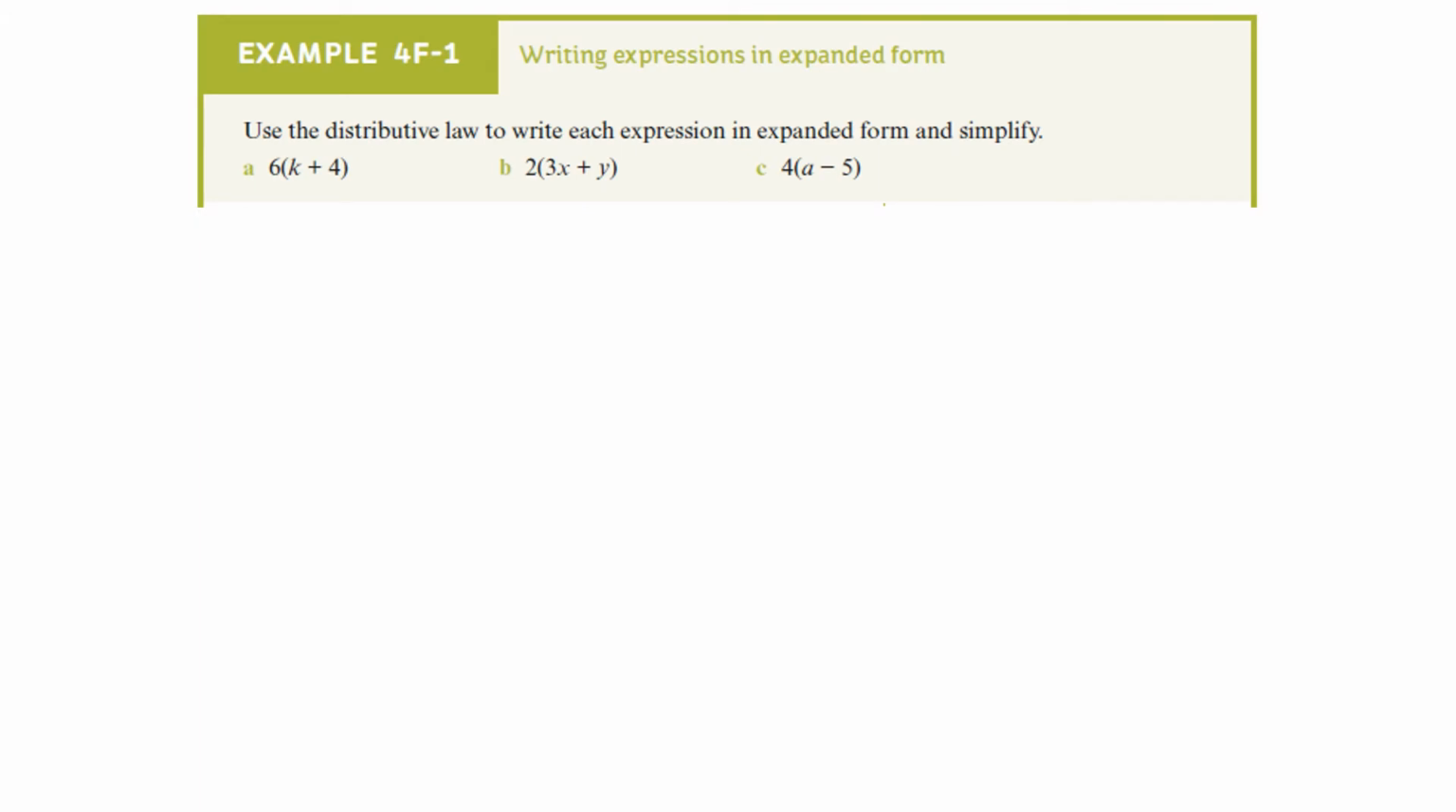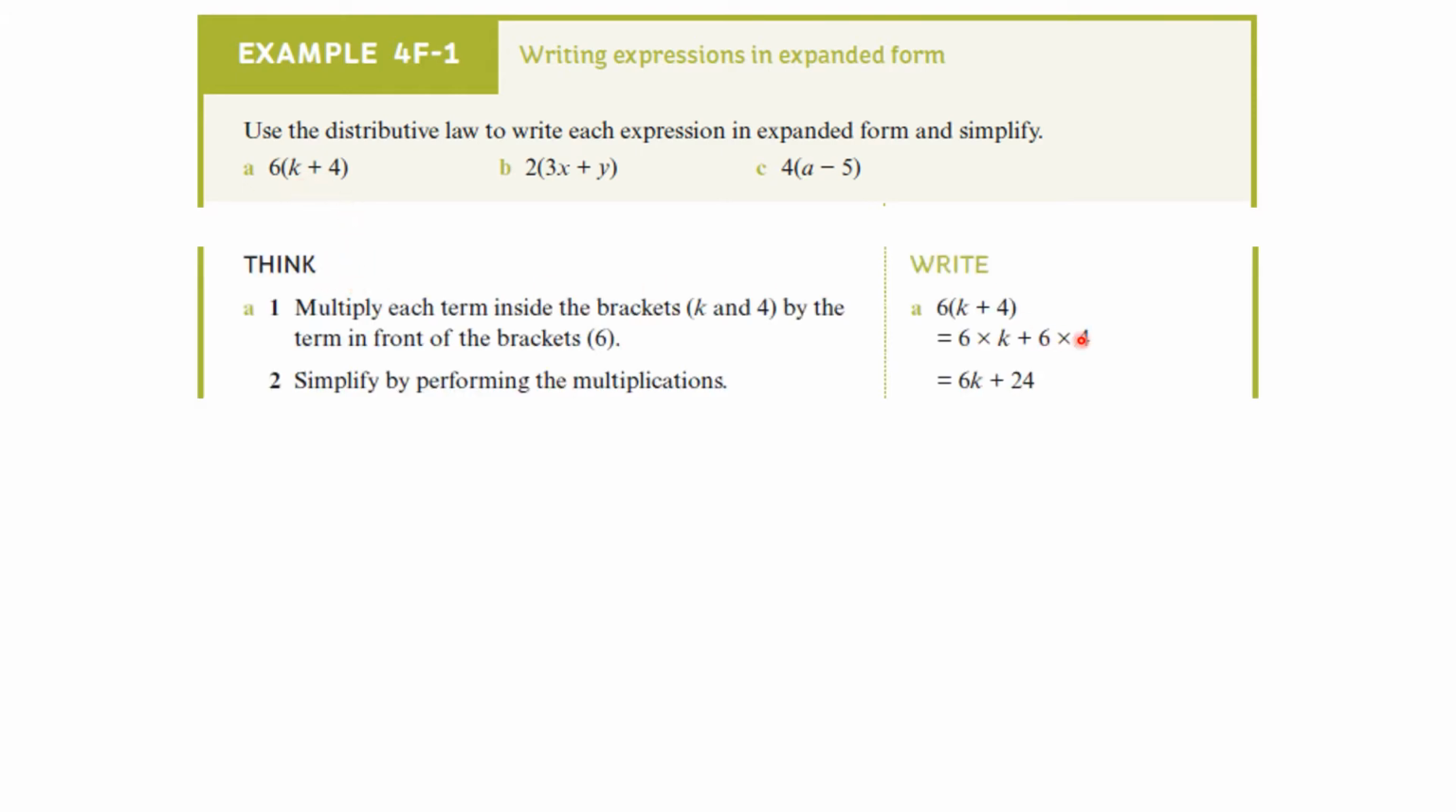So now we're going to do some examples together. We're going to first look at multiplying 6 by k plus 4, which is in the bracket. So if we use our distributive law, we multiply 6 by k, we've got 6 times k, we multiply 6 by 4, which is here. We know we're adding them together. We can write 6 times k in simplest form as 6k, and 6 times 4, we need to simplify that to 24. So that's your final answer there.